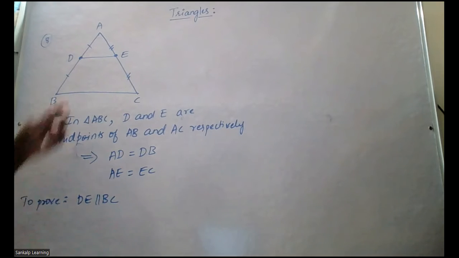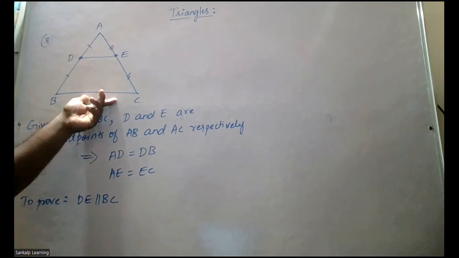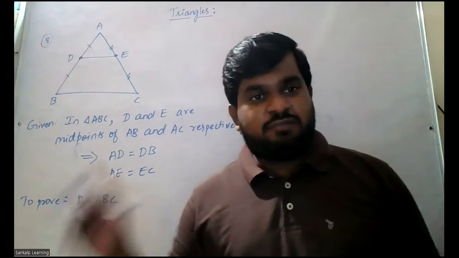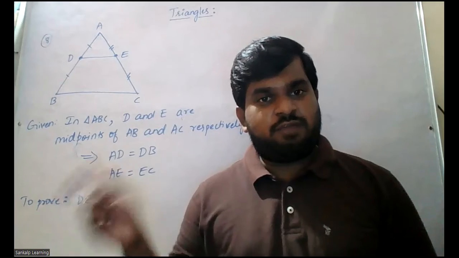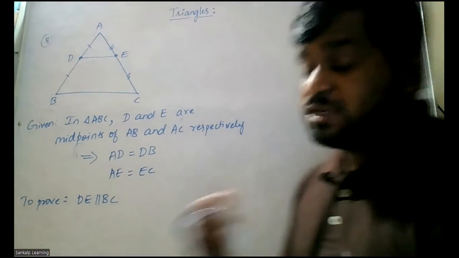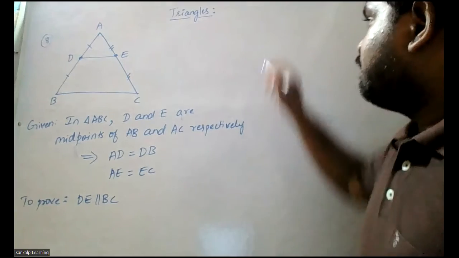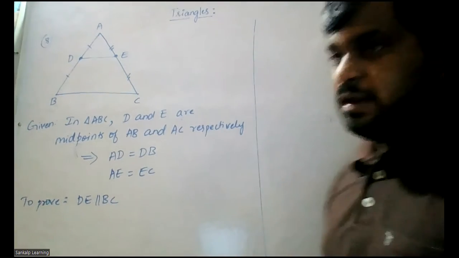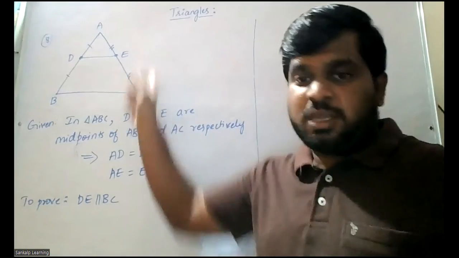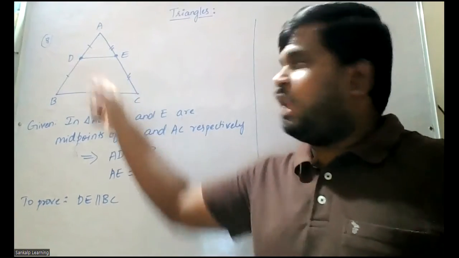We have been discussing this. If I want to prove a line is parallel to one side of a triangle, what should we do? We have to prove that the ratios are equal. If lines are parallel, ratios are equal. If ratios are equal, lines are parallel. I'll repeat it again. If these two are parallel, ratios are equal. If ratios are equal, lines are parallel.